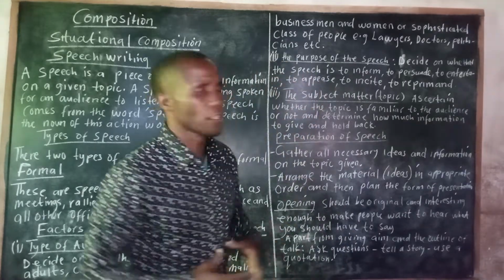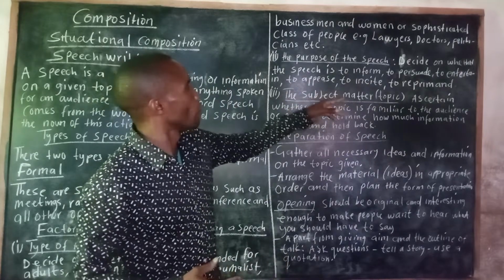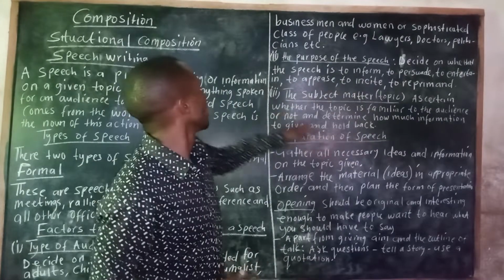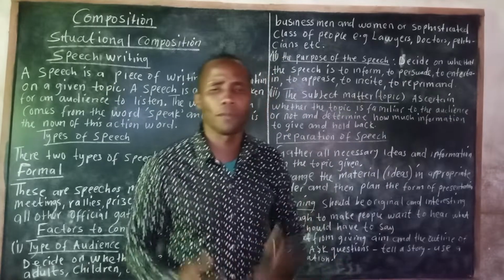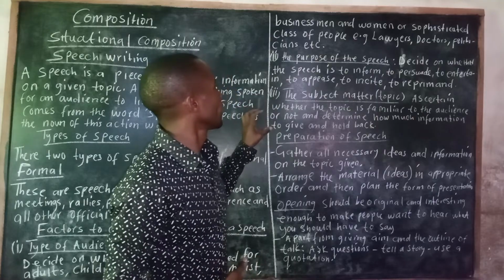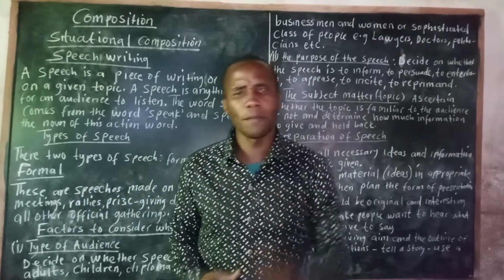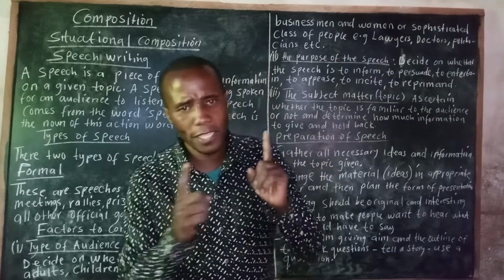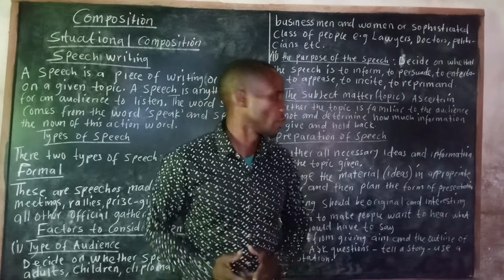So now, the purpose of the speech. Decide on whether the speech is to inform, to persuade, to entertain, to appease, to incite, or to reprimand. So you have to identify that. Is the purpose of this speech to persuade or to entertain or to reprimand? Once you get that one, then you'll be able to write a proper speech.